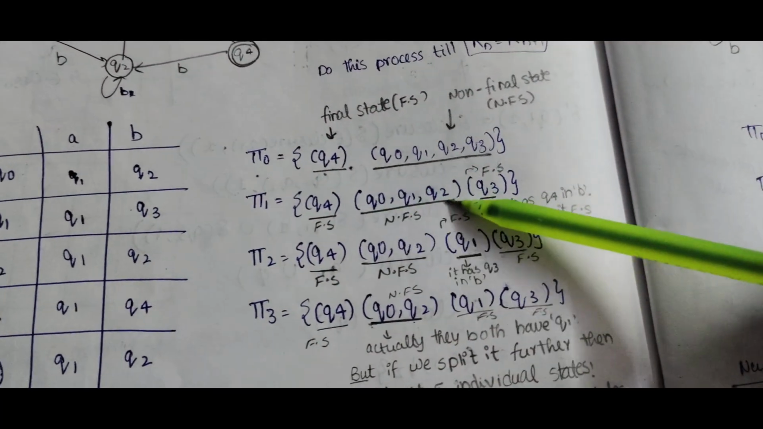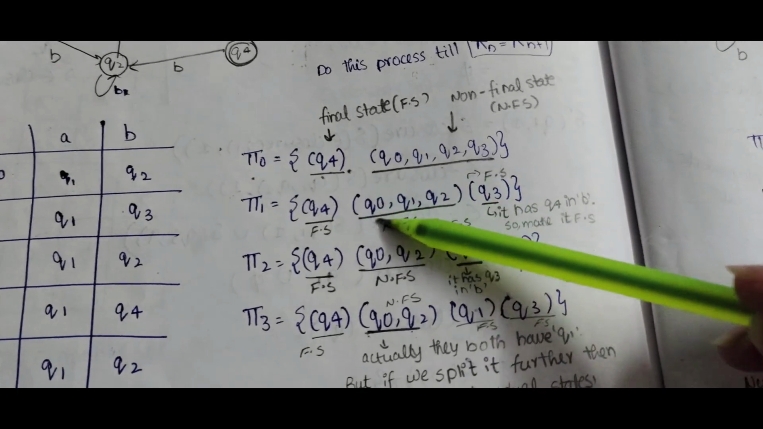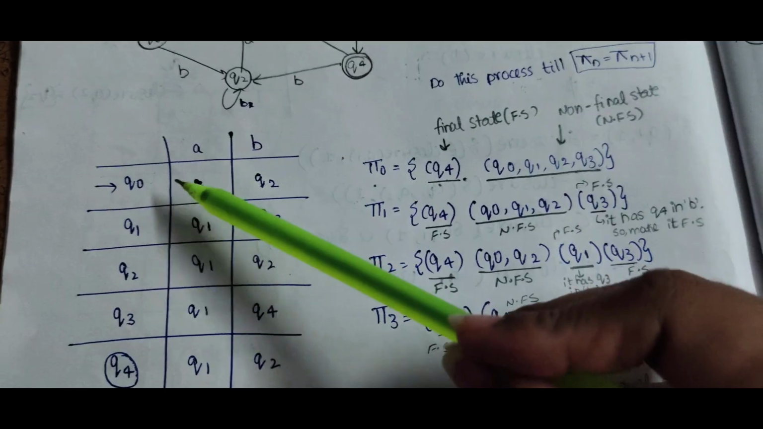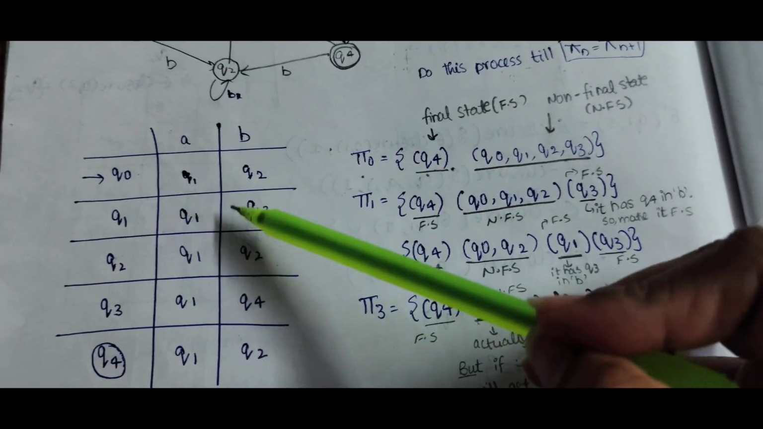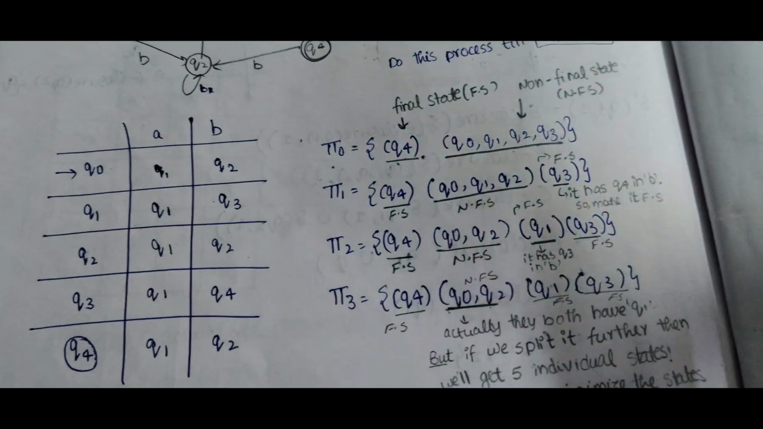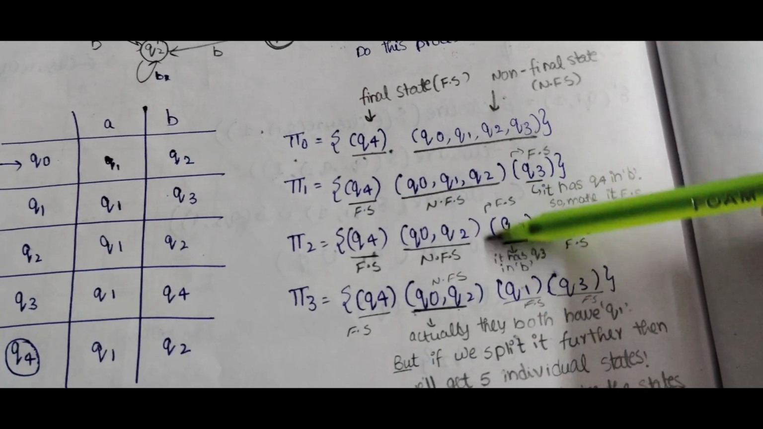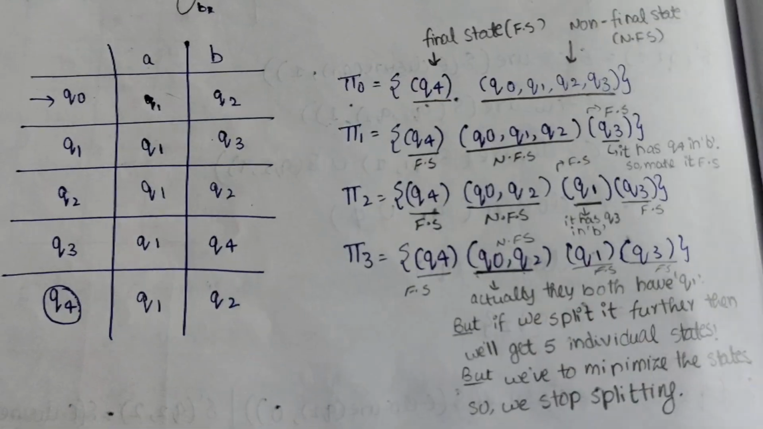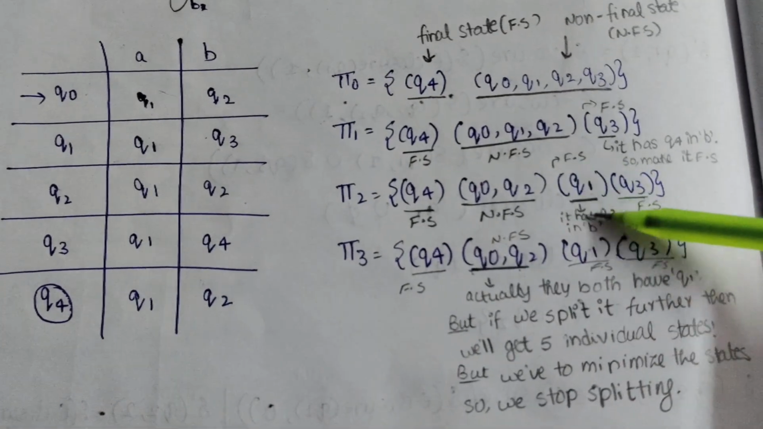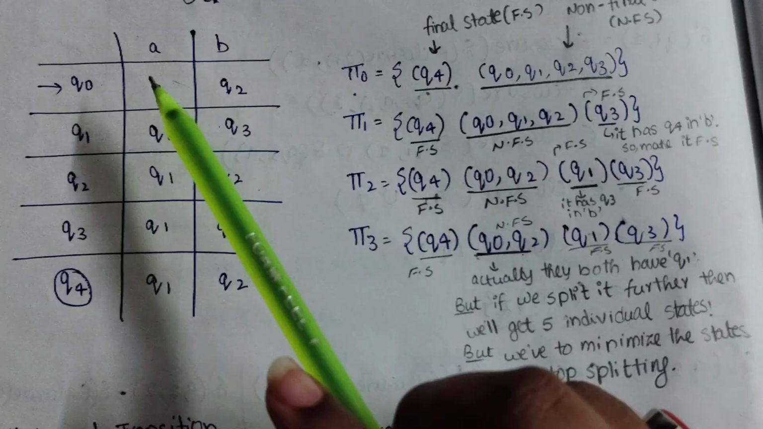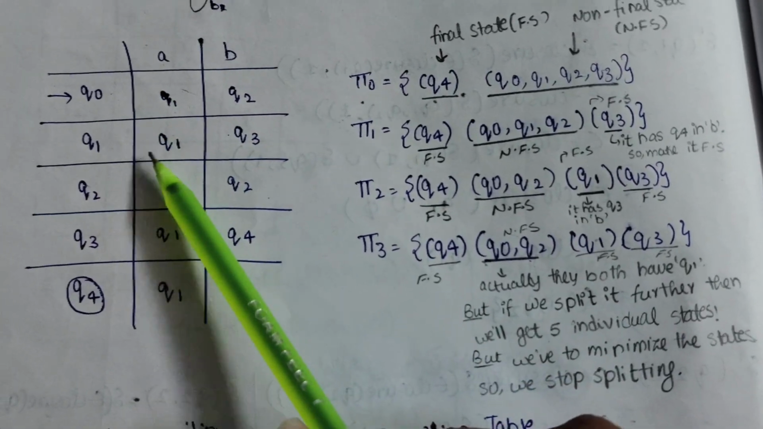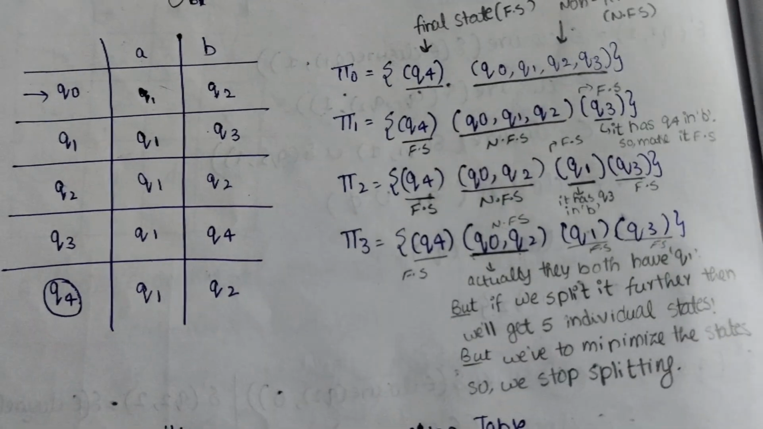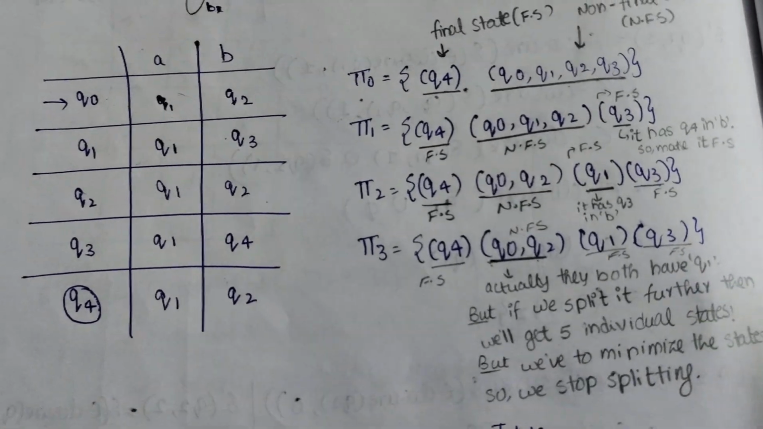Now remaining Q0, Q1, Q2. Check if any of these states has Q3 in its transitions. Q1 has a transition to Q3. So now we'll separate Q1 also. Now we have Q4, Q3, Q1 and Q0, Q2. Now we have to check if Q1 is in the transitions of Q0 and Q2. Q1 is present in Q0 as well as Q2. So what will happen if we separate Q0 and Q2 also? We'll just get 5 individual states.